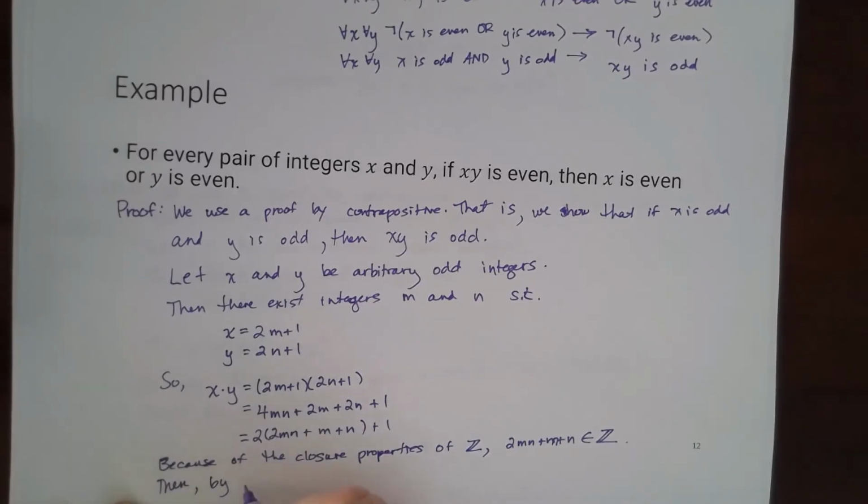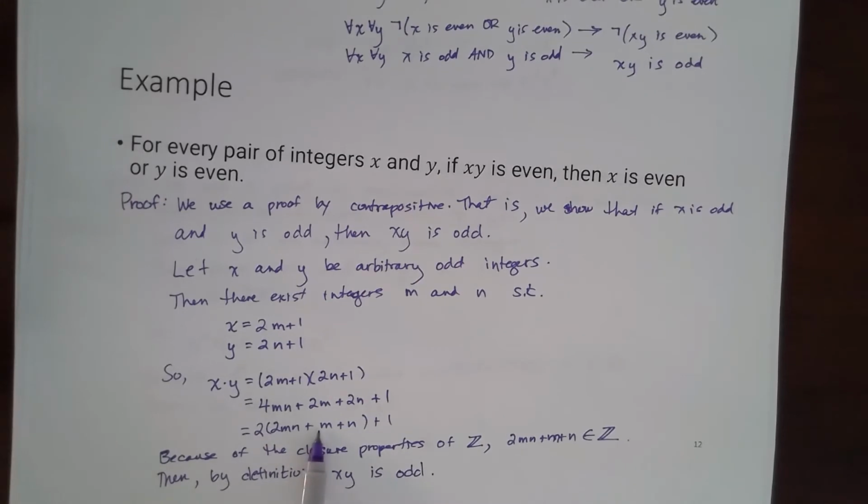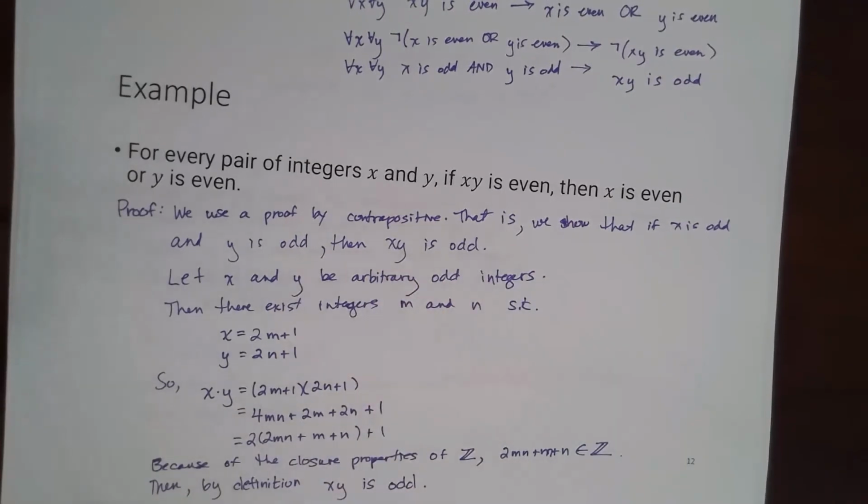Then, by definition, xy is odd, because we know that xy is written in the form 2 times an integer plus 1. And that's what we were hoping to prove, that xy is odd. As soon as we see that, we know we're done, and we've done enough.